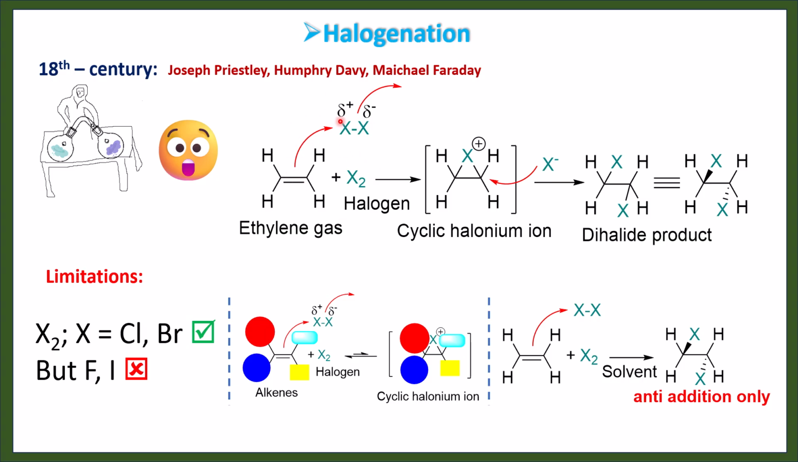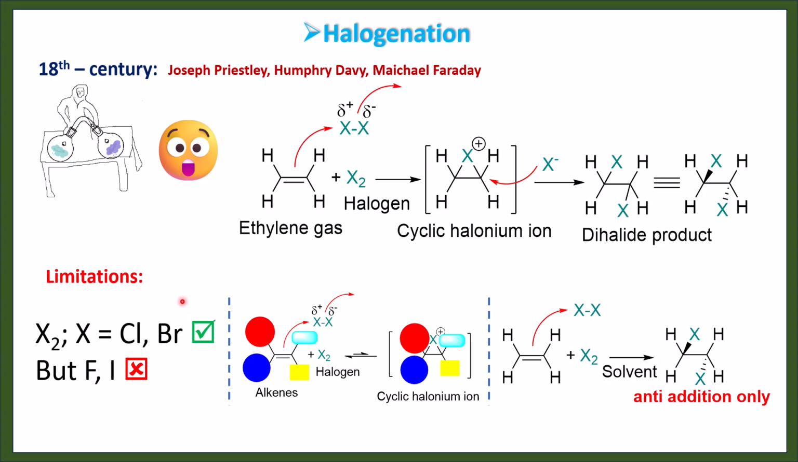This is the way the halogen reacts with the alkene. There is a nucleophilic attack of the double bond on the halogen and it gives the cyclic halonium ion. Further, the other halide ion attacks from the back side of the halonium ion, and the dihalide product is formed, which is the anti-stereochemistry.